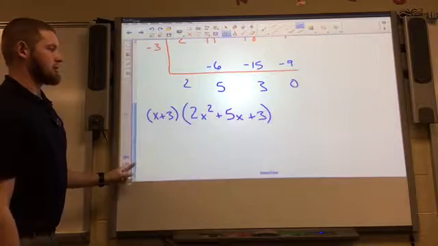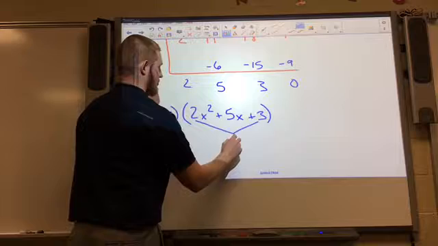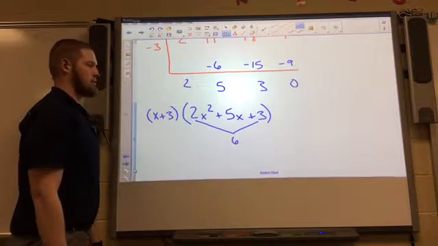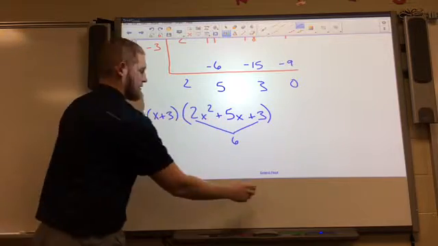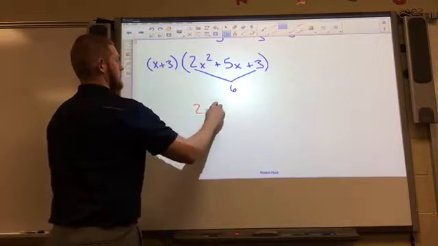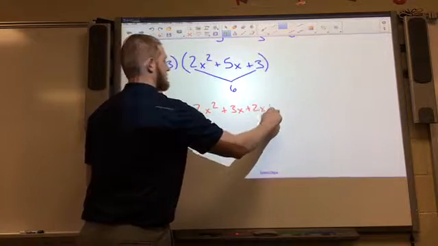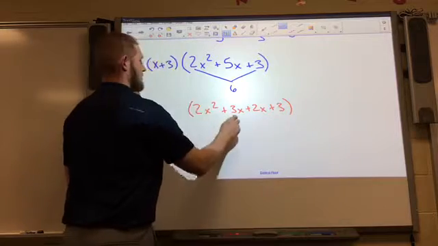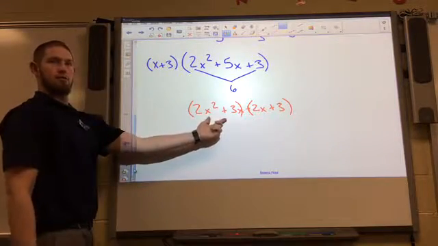Okay, now you still need to double check. Is there anything that multiplies to 6 and adds to 5? 3 and 2, right? So we're going to go ahead and continue to factor this. So I have 2x squared plus 3x plus 2x plus 3. Group them. What can I take out of here?